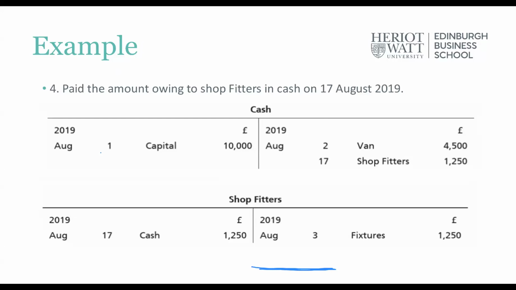We paid the amount owing to shop fitters in cash. Now remember we are owing that one because we bought on time. Some interesting language, eh? We want to buy on time. Someone who has not been to the school of business may get confused and say, oh, you want to buy on time? But what we mean is that we're buying on credit. Remember last time we bought on time. Now we are paying the amount that we are owing these people.